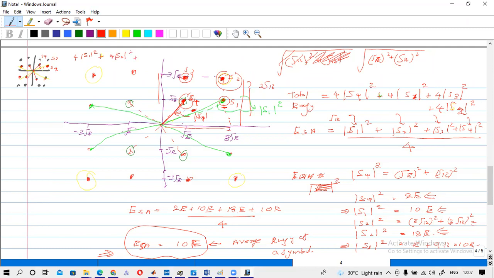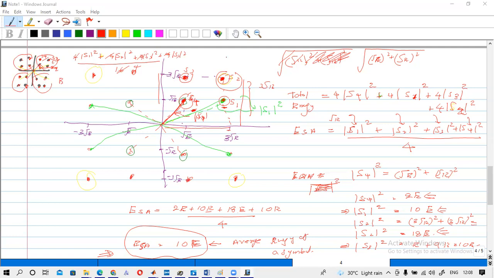In the same manner, if you consider this symbol, this symbol, this symbol, and this symbol, they are the same. So you have 4 S3 square. And here we have 16 symbols, 16 energies, so we have to divide it by 16. So this 4 cancels and we have 4. You can see that these are identical here and here and here. So if you find the symbol energy of these 3 points and divide it by 4, you will get the average energy.